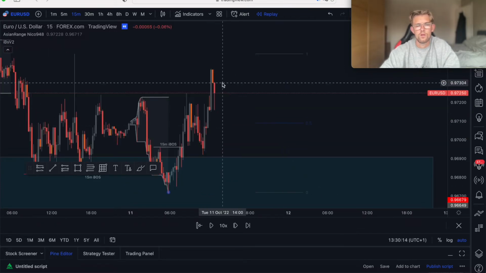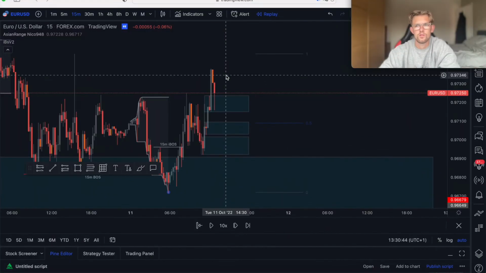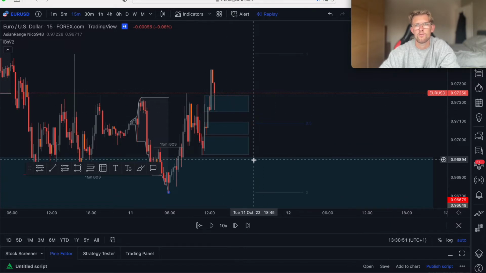So what do we do? Now we are going into the New York session. We identify areas of demand where price may retrace to. Okay, so at this point I identified the three areas I thought were significant areas that we might tap into and move to the upside from.